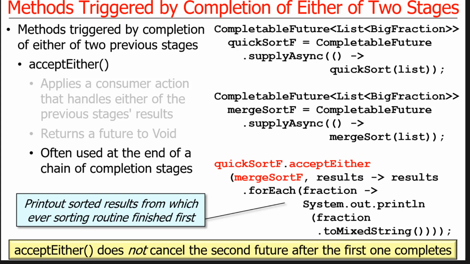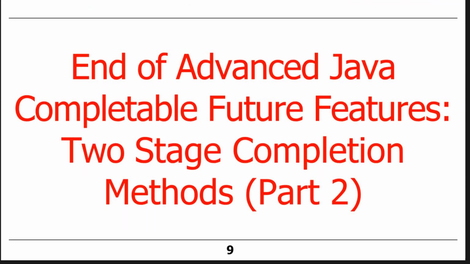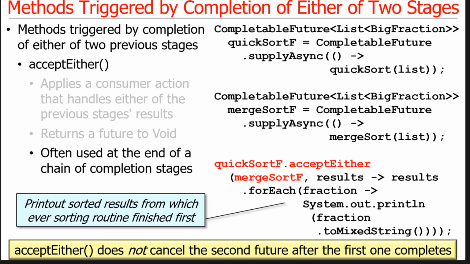So acceptEither does not cancel the second future after the first one completes. And there's good reasons for that. Most notably, that future may be needed for some other computation. That result may be needed for something else. So we don't want to unilaterally cancel it. So we'll show some examples of this later.